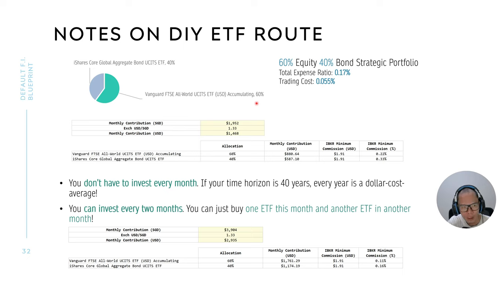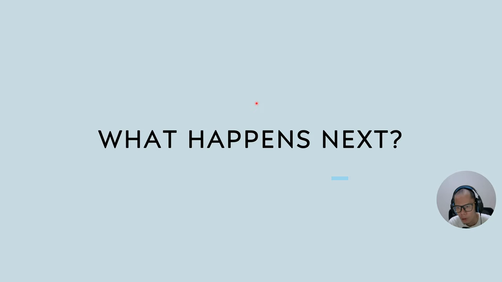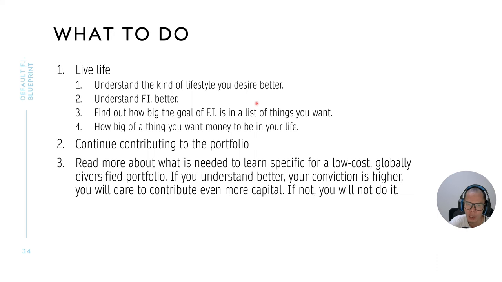There is a certain behavioral advantage over there. Okay, so what happens next? This is what happens next. You're supposed to live your life, lah. Because Karen will keep recurring, actually putting in the money. 1,952 per month, I think that is the amount.